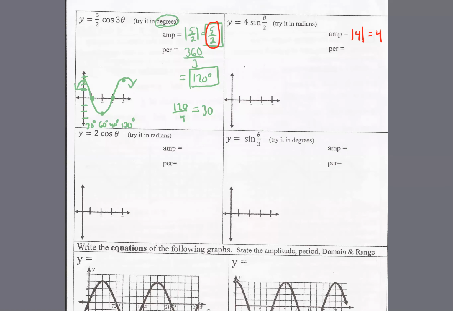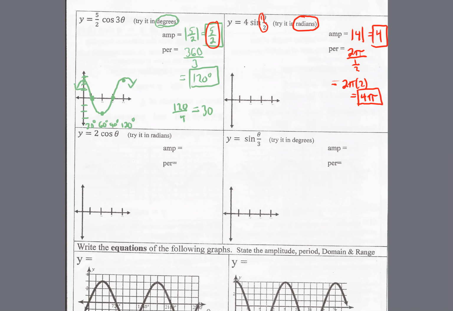Okay, so this next one is in radians. I'm going to use a slightly different formula. Instead of 360 over b, I'm going to do 2 pi over b. This has a coefficient of 1/2. You can separate that from the theta. So it's 2 pi divided by 1/2. 2 pi times 2, which is 4 pi. So this would be your period for this equation, the horizontal distance of one cycle.